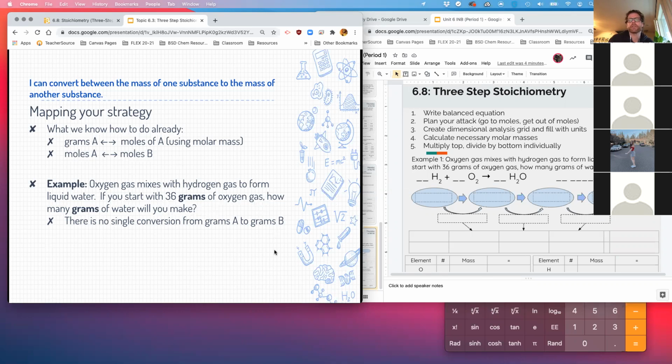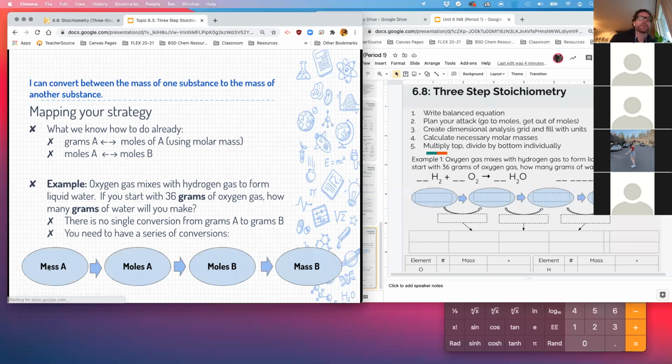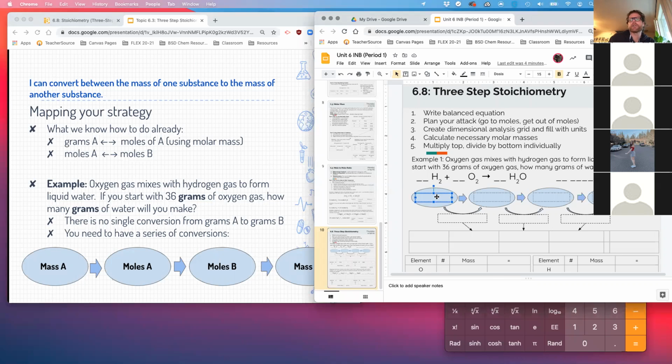You have to do a series of conversions. All right. And it looks something like this. You have to go from the mass of the first thing into the moles, and then moles to moles, and then moles back out to mass. So let's go ahead and write that into our interactive notebook right here.